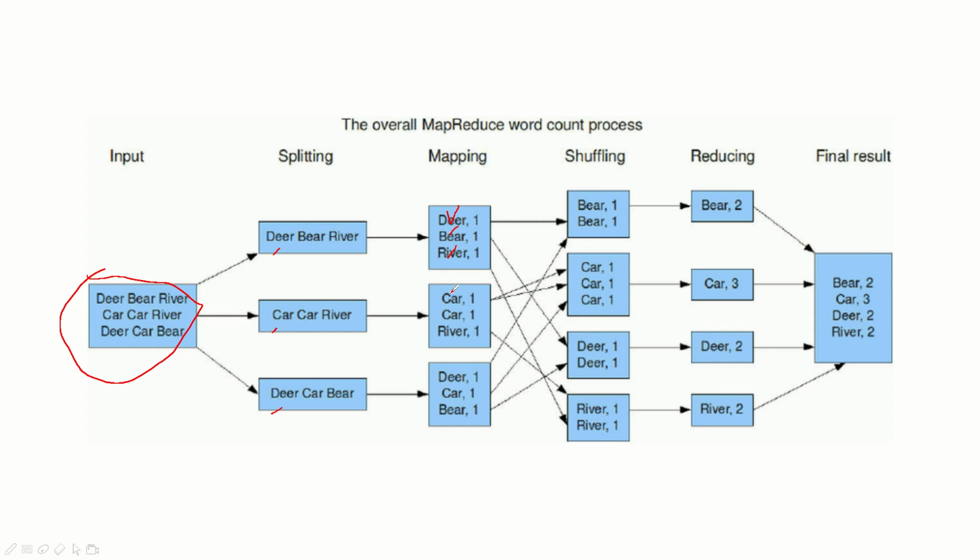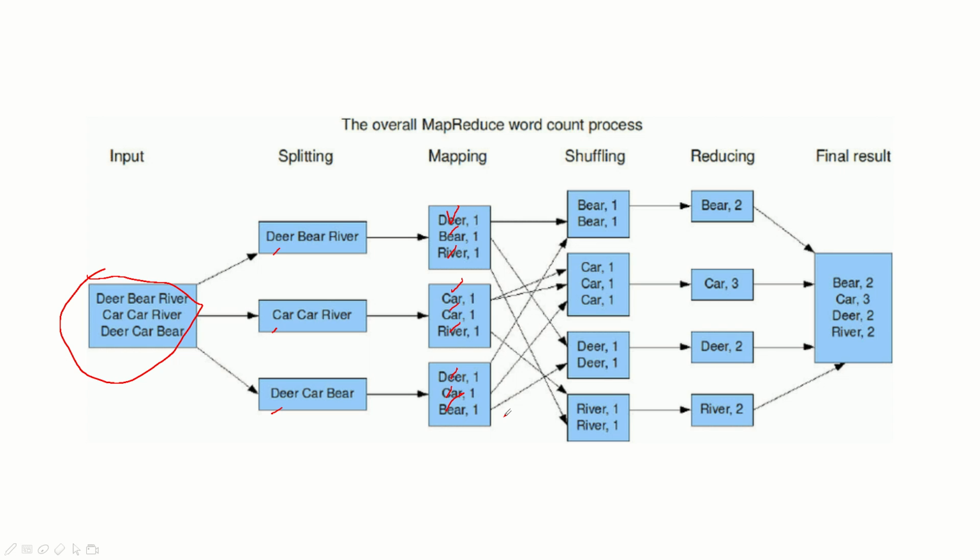computers. Similarly, this guy says, oh, car 1 again, river 1 again. And then this guy says, oh, deer once, car once, bear once. So that's it. Map has worked independently on each machine. The machines did not even have to talk to each other. That's the specialty of the map function.